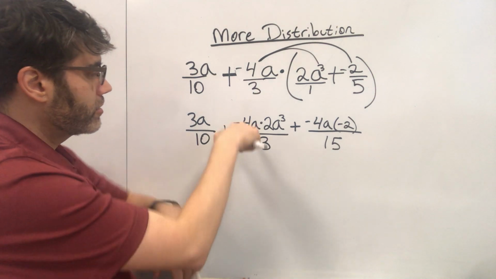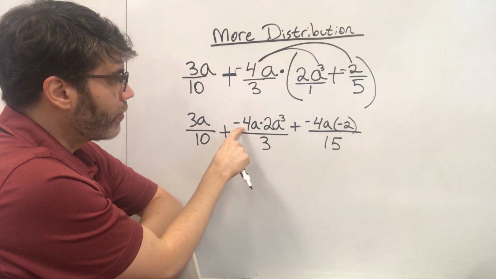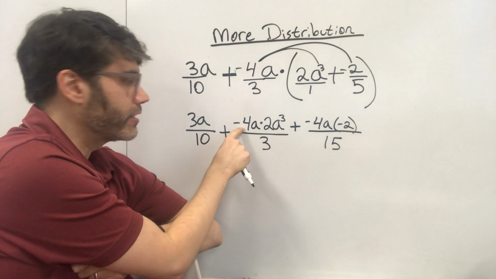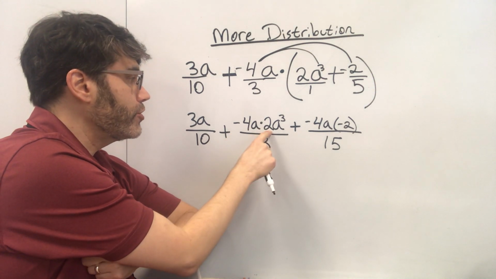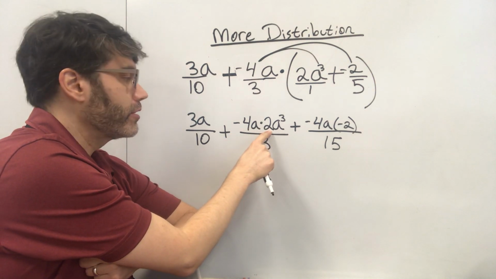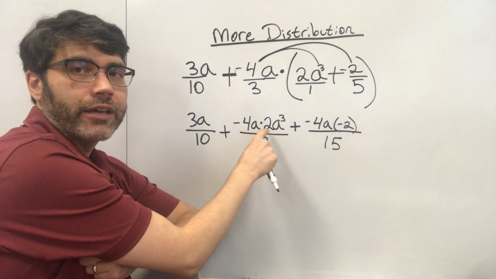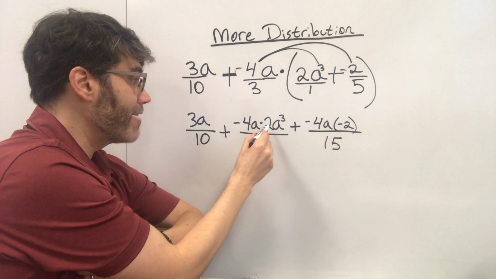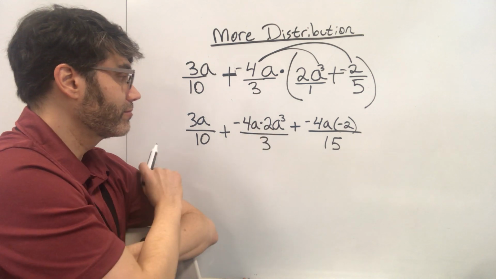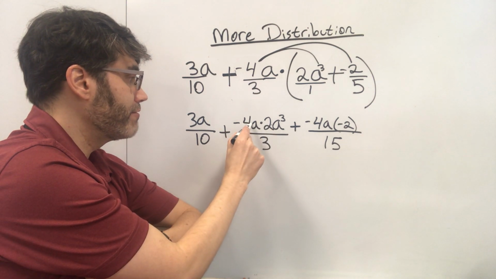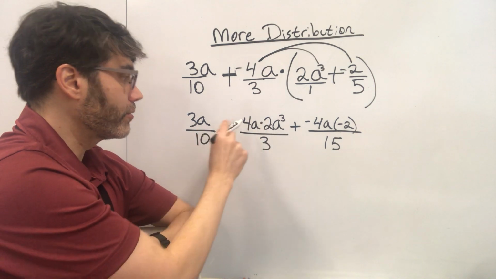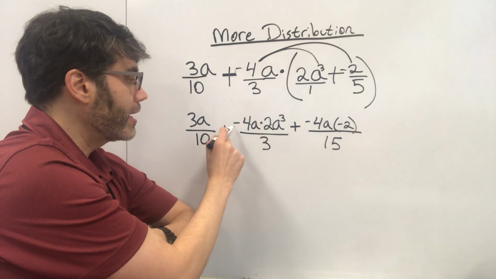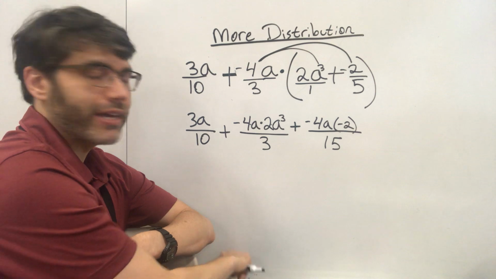So let's look at this. Negative 4 is a coefficient of a. 2 is a coefficient of a cubed. You can multiply coefficients together, because all of these are being multiplied. If you want to put a dot between every single number and variable, go for it. I mean, that's fine too. All of these are being multiplied. So negative 4 times 2 is negative 8.